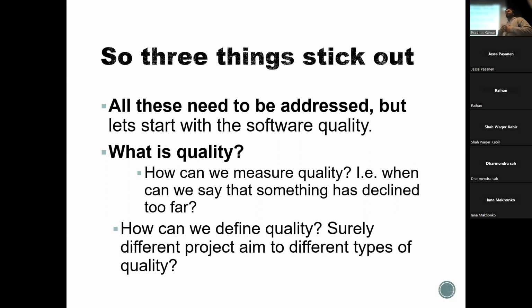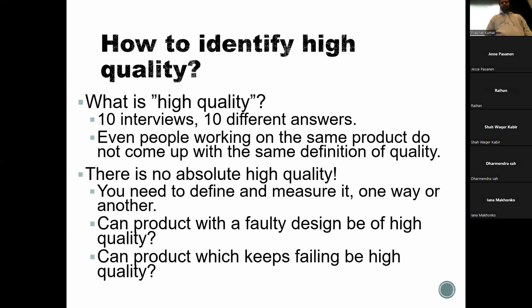So if anything is changing from person to person and project to project, then how can we define or measure the quality? This is something we want to address in this class. So how do we identify high quality? Now again, what is high quality? This is again a very challenging question.